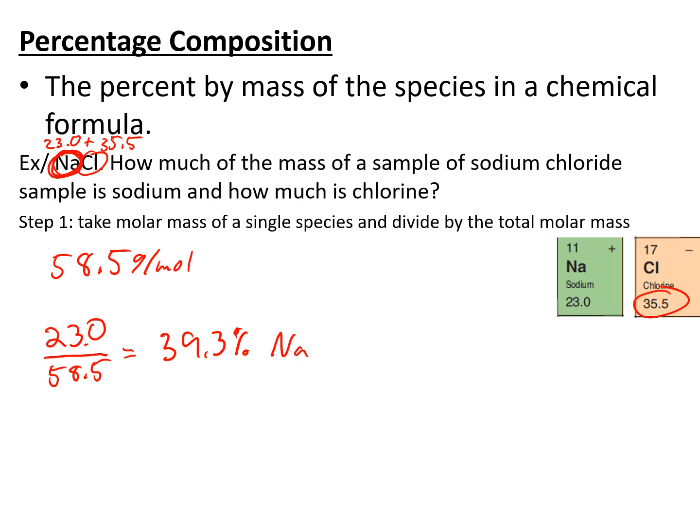Okay. Now you can just do some math on this and subtract that from 100 to get the amount of chlorine that's in there, since it's just two things in there, or you could just go the molar mass of chlorine, which is 35.5, divided by 58.5. And then you're going to be timesing it by 100 again. So 35.5 divided by 58.5, and we're getting 60.7% is chlorine.